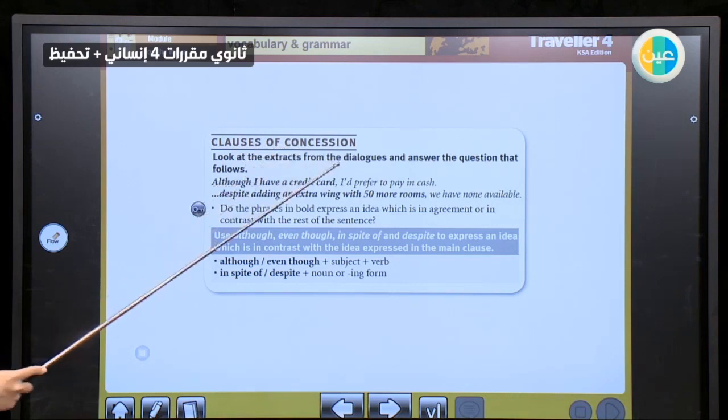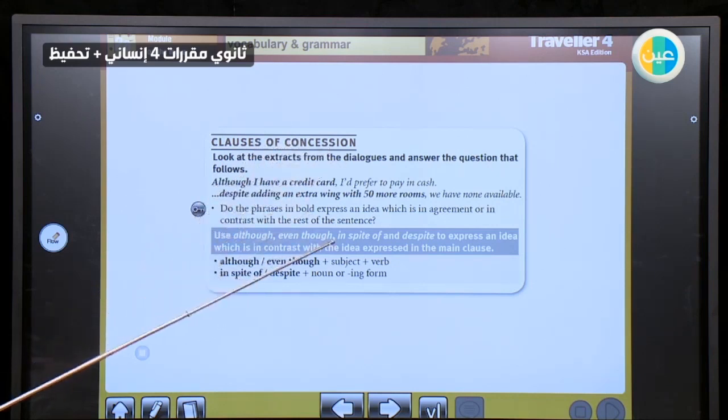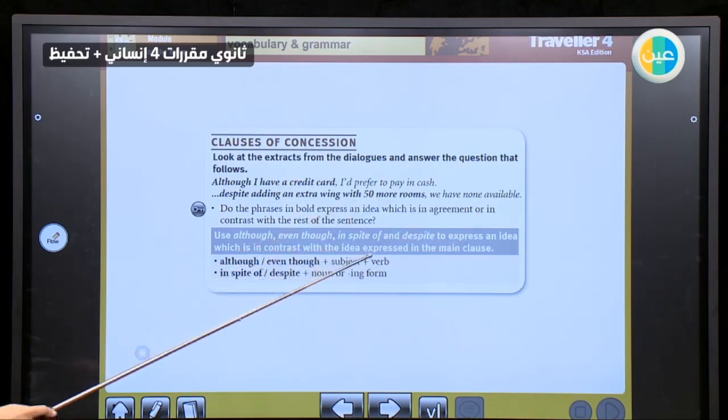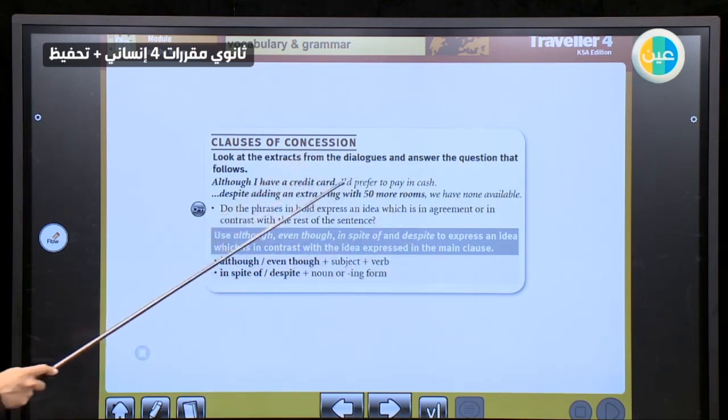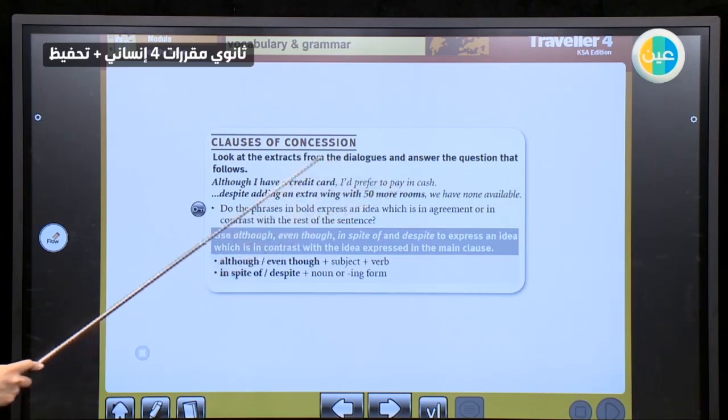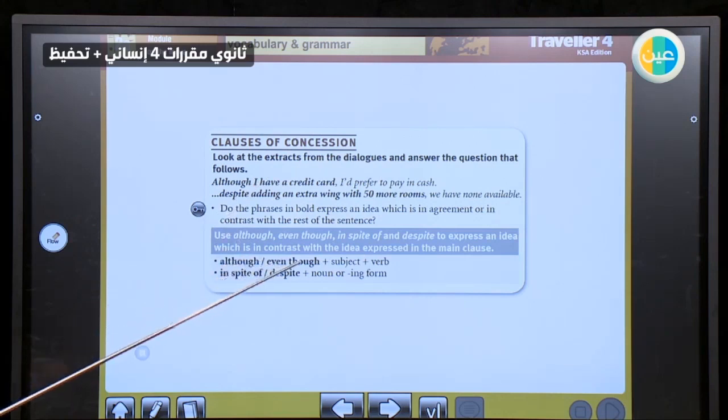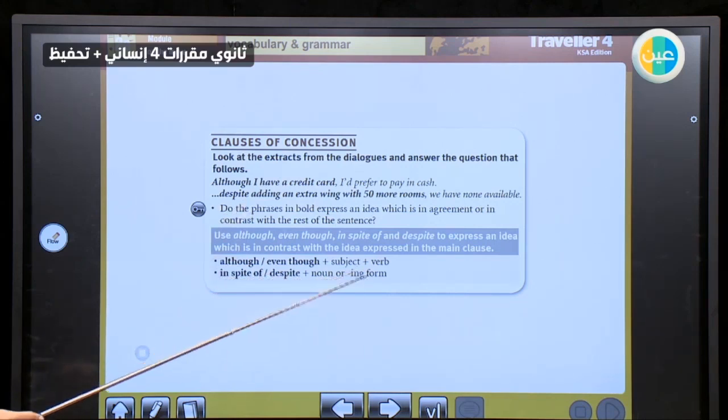Clauses of concession. What is concession here? They express an idea which is in contrast with the idea expressed in the main clause. So we have here a clause of concession and we have a main clause. Why do we use this clause of concession? To express an idea which is in contrast. We use although or even though plus subject plus verb. We use in spite of or despite plus noun or ing form. We will have some examples later.